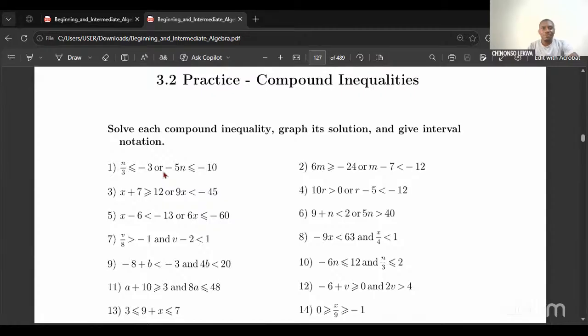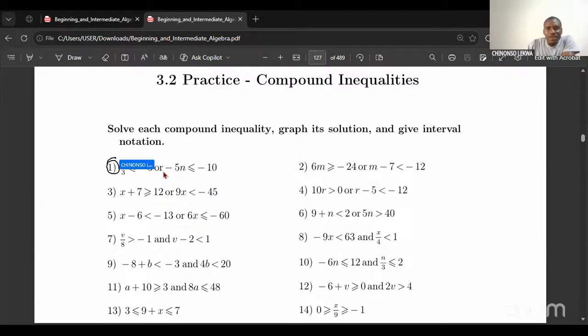So we have inequalities here, and in this case, we have compound inequalities. And for compound inequalities, there are basically two types: the one that has "or", and the one that also has "and". So in this case, I'm going to solve question 1, which is "or".